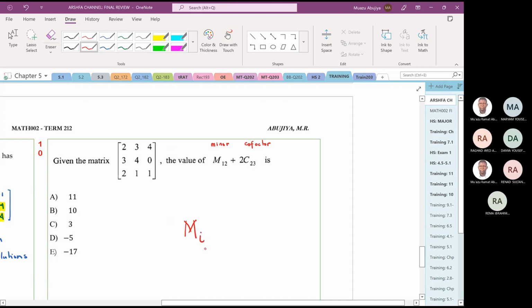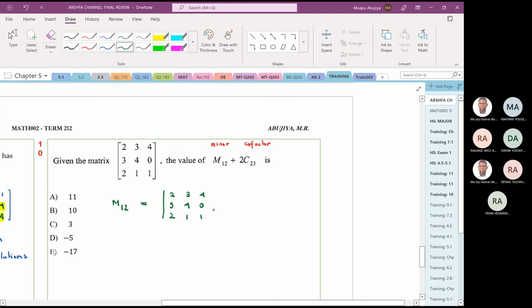If I have Mij, and I want to find it, this represents the determinant of a matrix after we delete the ith row and the jth column. What do I mean? Let's go to the equation directly. For instance, here we want to find M12. What is that? This is going to be equal to the determinant of the matrix. So we put the same matrix: 2, 3, 2, then 3, 4, 1, then 4, 0, and 1.